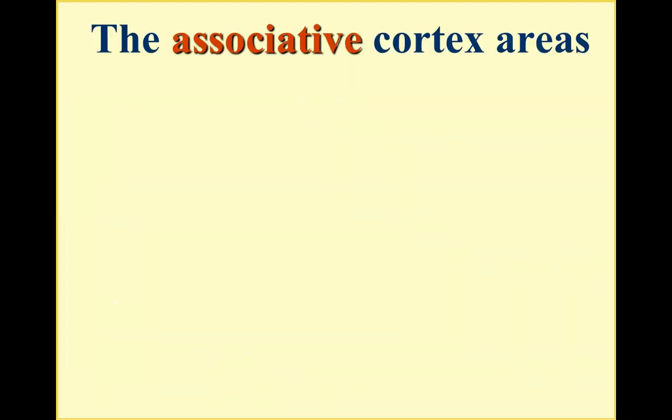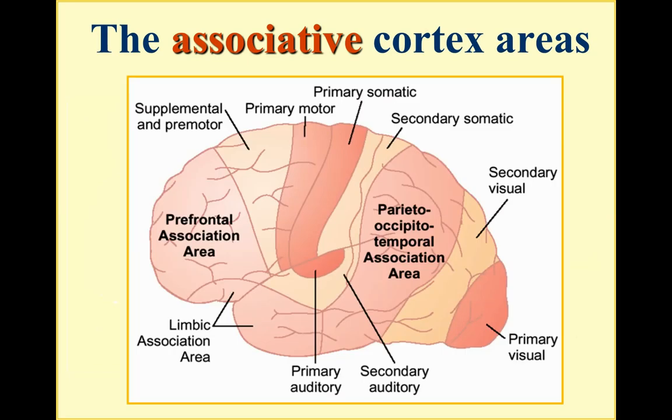And then let's move to the associative cortex areas. Again, the picture of the brain cortex as a whole, and you can observe here there is a division of primary motor, primary somatic, and primary visual and auditory cortex areas, and also supplemental and secondary sensory cortex, and secondary motor cortex is shown. And all the remaining areas belong to the associative.